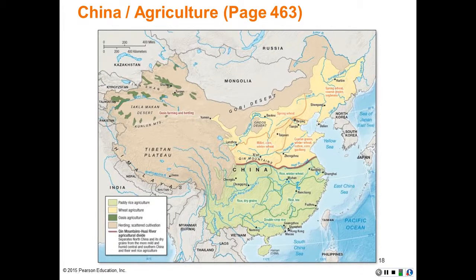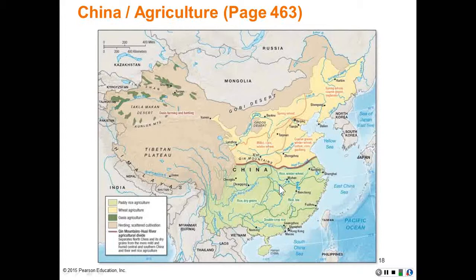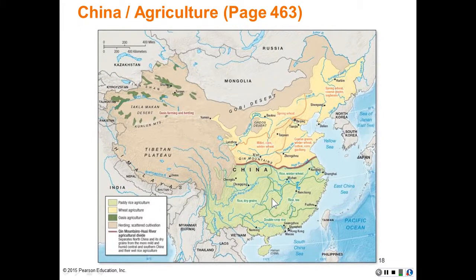Technology in agriculture has allowed China to improve its production, which is very much needed considering the size of the population. The Qin Mountain Divide here pretty much separates the wheat and grain agriculture to the north and the rice and winter wheat regions to the south.